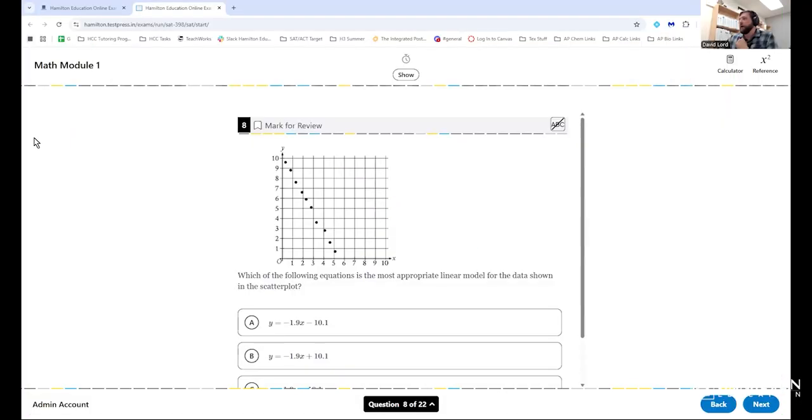Question number 8. Which of the following equations is the most appropriate linear model for the data shown? Well, in that case, I notice that it has a y-intercept of 10. So it can't be the negative 10 y-intercept.